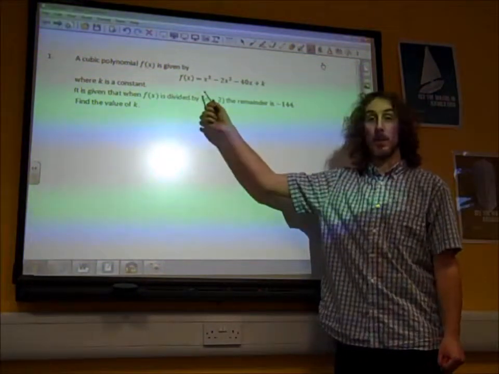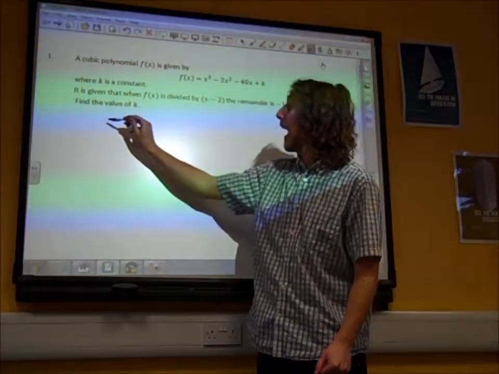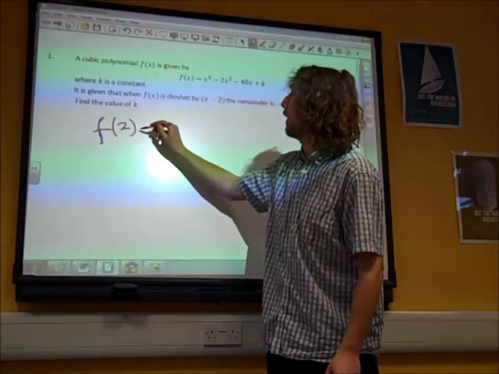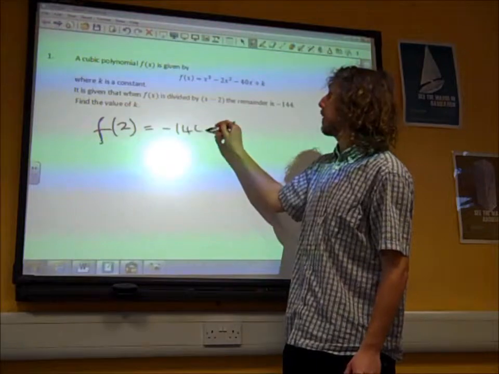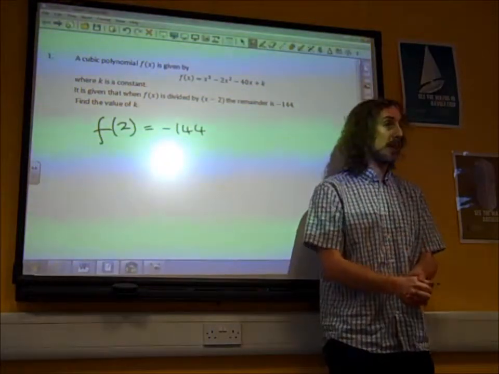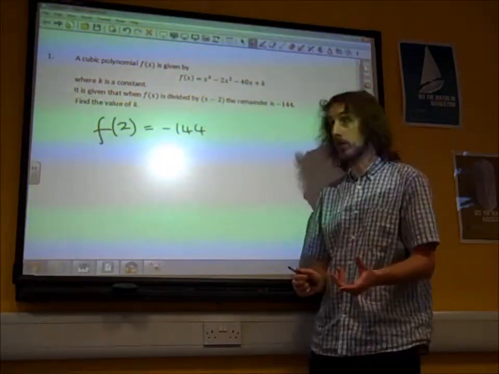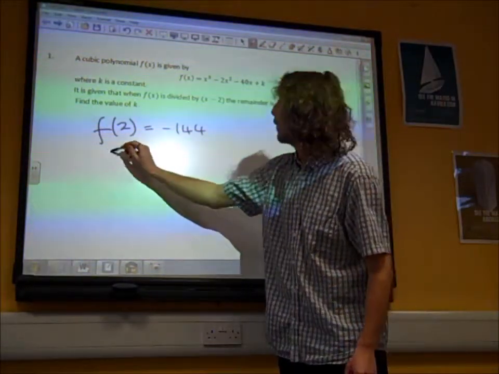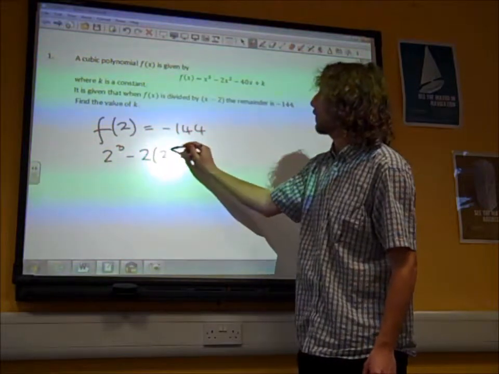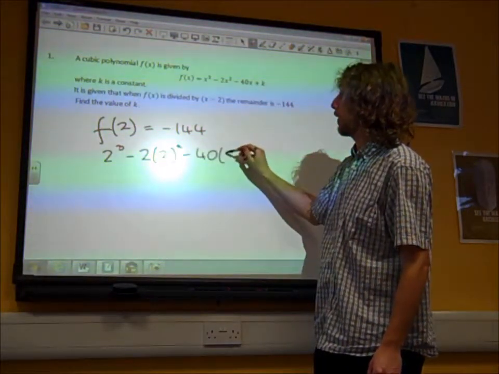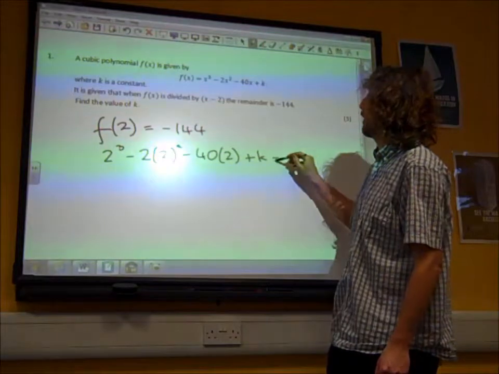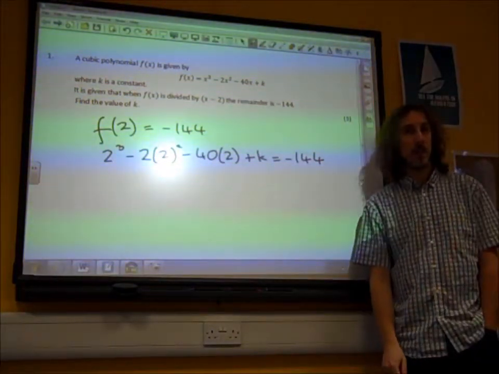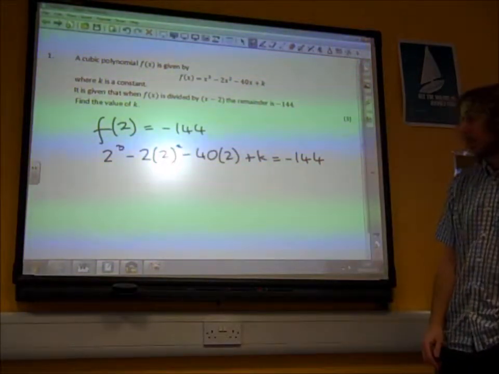Well, all we do with this is interpret it as meaning f of 2 is equal to minus 144, because that's what the remainder theorem says. So there's no need to do long division, we just go straight in with that. So this means that 2 cubed minus 2 times 2 squared minus 40 lots of 2 plus k is minus 144. And we've got a simple linear equation in terms of k.